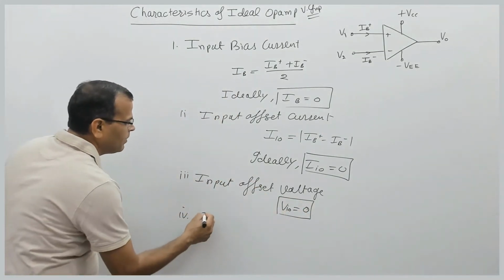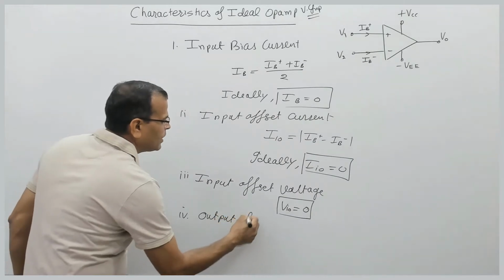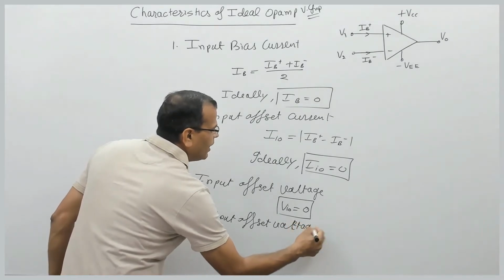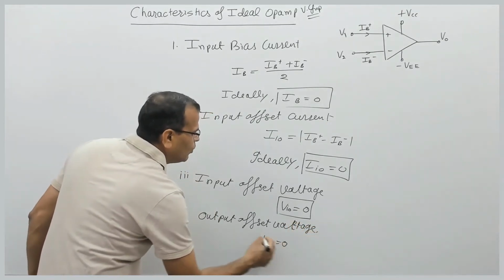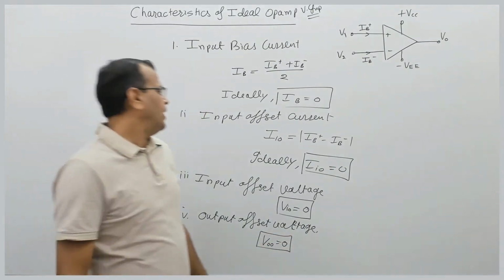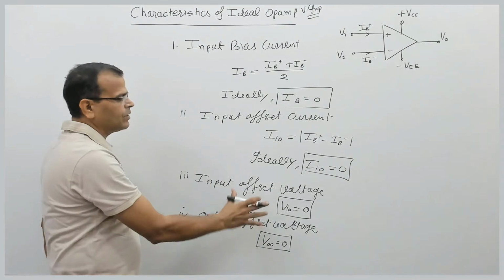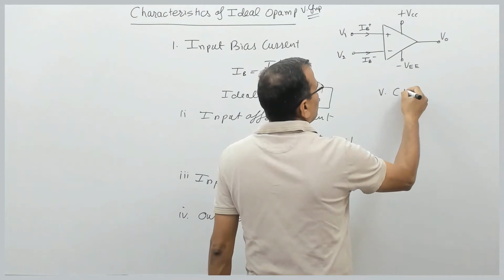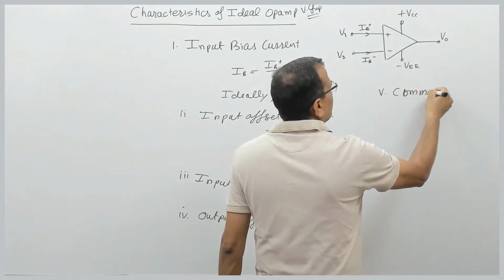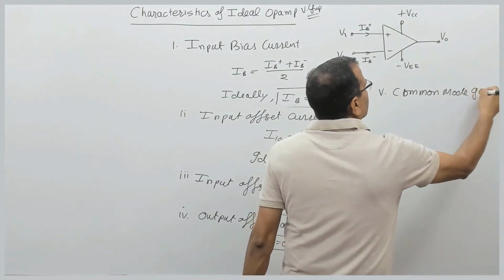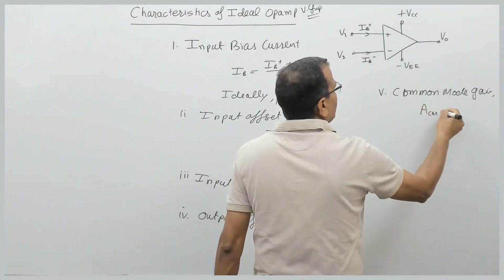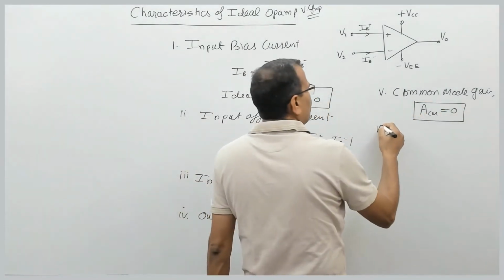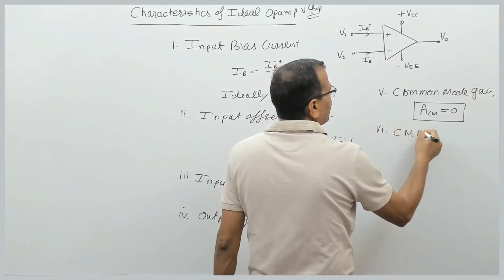Fourth one, output offset voltage. The output offset voltage for an ideal op-amp is again equal to 0. Remember this. So these are the characteristics for an ideal op-amp. Then the next one, common mode gain. The common mode gain for an ideal op-amp is always 0. Remember this point.